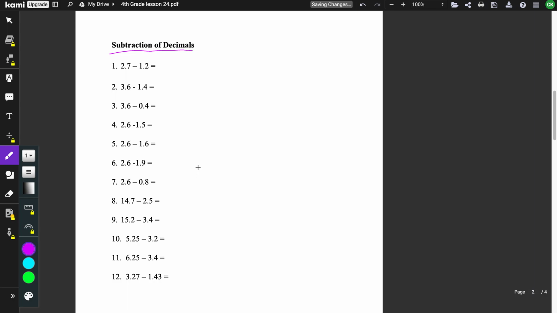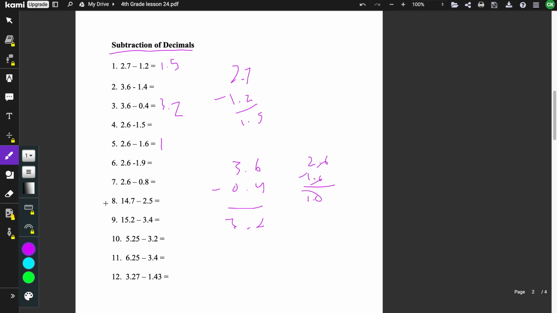Moving on, we're going to do some subtraction, and this one's pretty easy too. So 2.7 minus 1.2, what is that, 5, 1? Yeah, 1.5. It's basically the same thing as that, but you're treating it as a decimal. And 3.6 minus 0.4, this is actually easier, which is going to just give you 2 and 3, so that's 3.2. Moving on, number 5, 2.16 minus 1.6, that's just 1. Boom. Moving on, number 7, 2.6 minus 0.8.